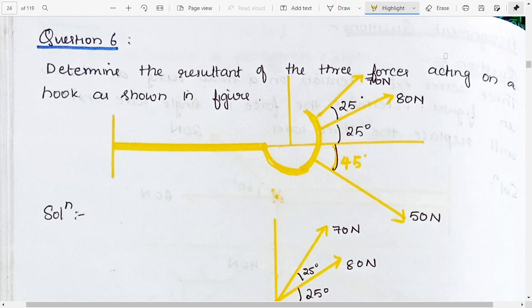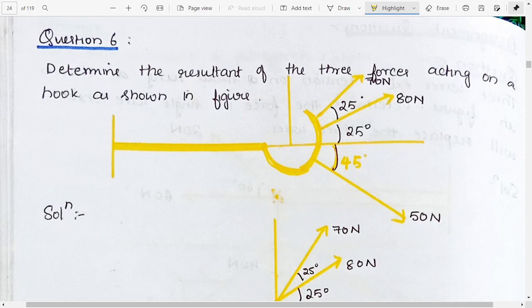Hey guys, welcome back. This is the second part of resolution of forces in engineering mechanics module 1. In this video we'll be doing examples from question number 6 to question number 15. So let's get started.